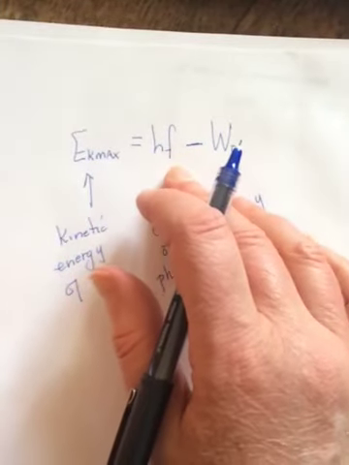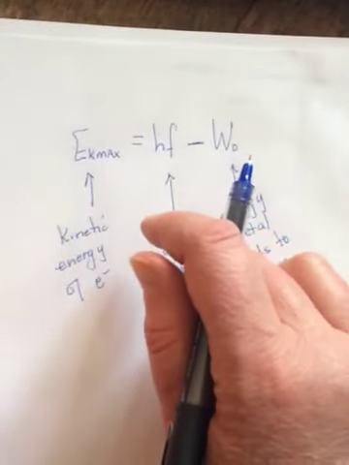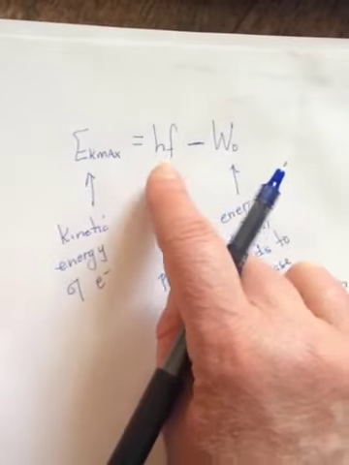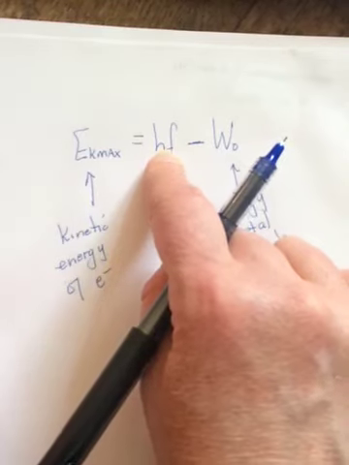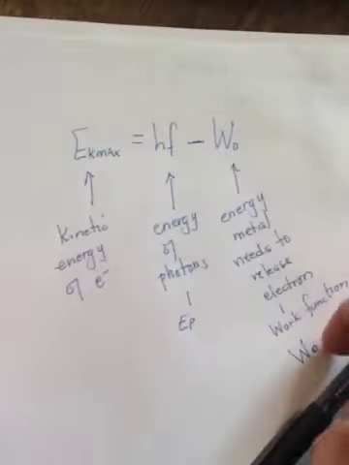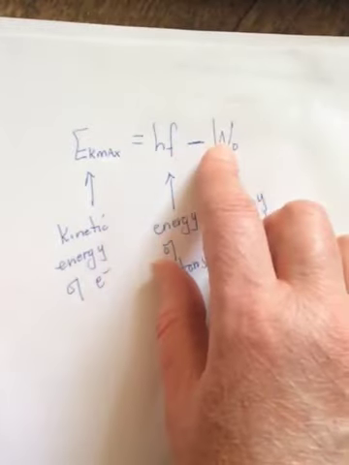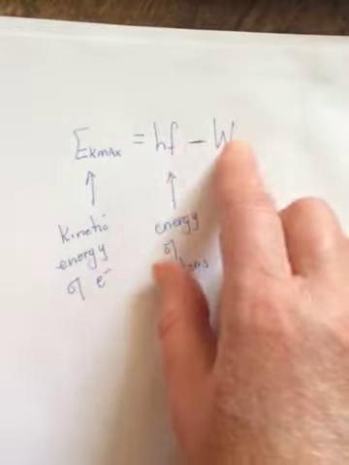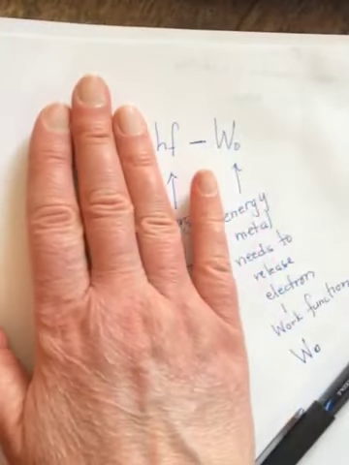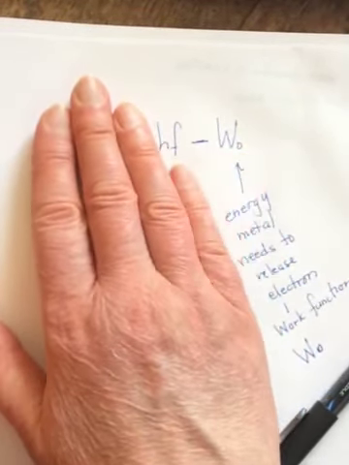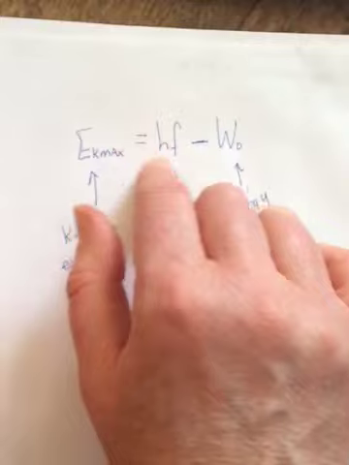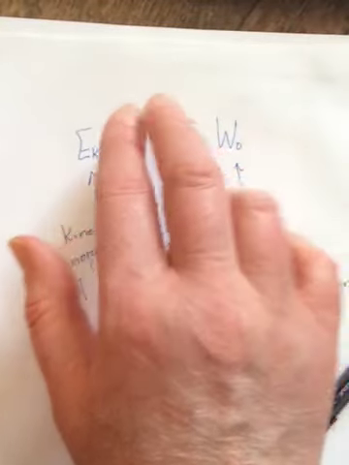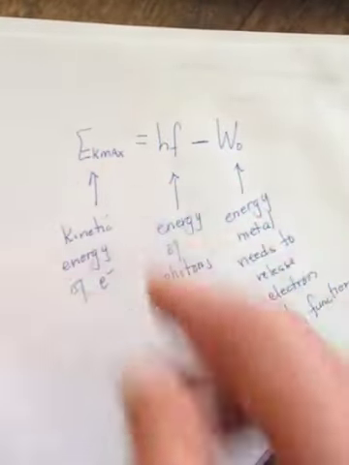So think about a kid shooting a basketball. The energy that the kid puts into the basketball is like the HF. If the kid doesn't put enough energy into the basketball, it doesn't make it to the rim. And if it doesn't make it to the rim, it's not able to go through the net. So it needs to at least have enough energy to get it up to the rim. And if it does, then it just gets to the rim and it falls through. If the kid is able to give it more energy than that, then the HF is going to be bigger than the WO, and there's going to be energy left over. And that's the EK max.